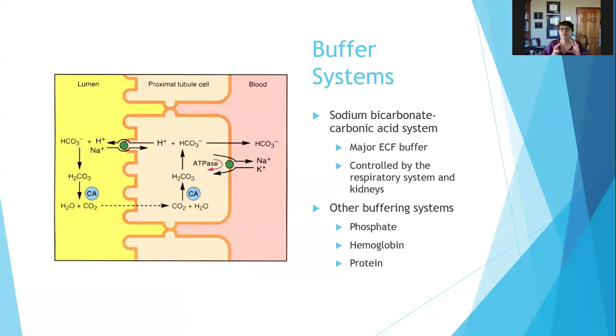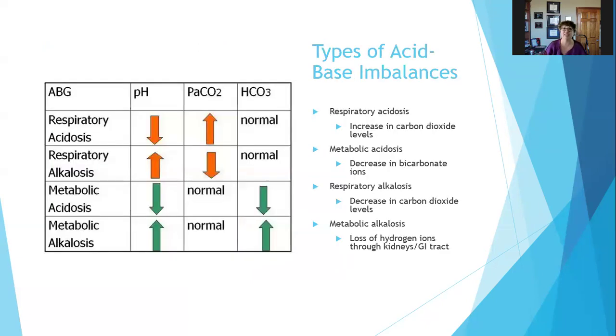The buffer system, sodium bicarbonate and carbonic acid, is the major extracellular fluid buffer, and it's controlled by the respiratory system and the kidneys. Other buffering systems are phosphate, hemoglobin, and protein. Okay, so that's all we're going to say about that.